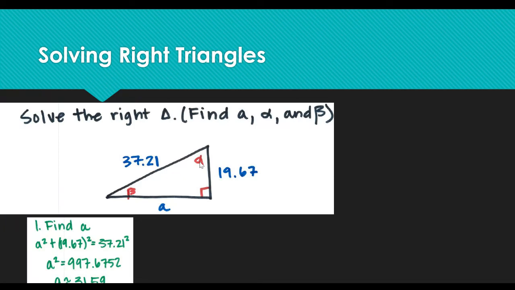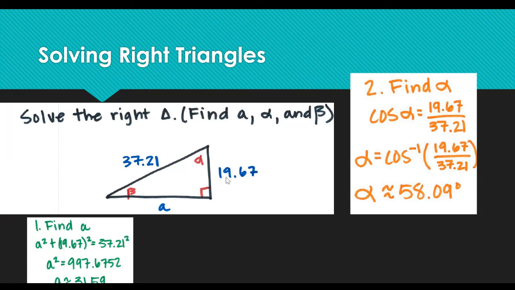If we're looking at angle alpha, 19.67 is the adjacent side and 37.21 is the hypotenuse. Adjacent and hypotenuse go with cosine. So we can say the cosine of this angle we don't know, alpha, equals 19.67 over 37.21. To get alpha by itself, we have to undo cosine. It's not like division, not like saying cosine times alpha equals that stuff. So we undo cosine with what's called inverse cosine.